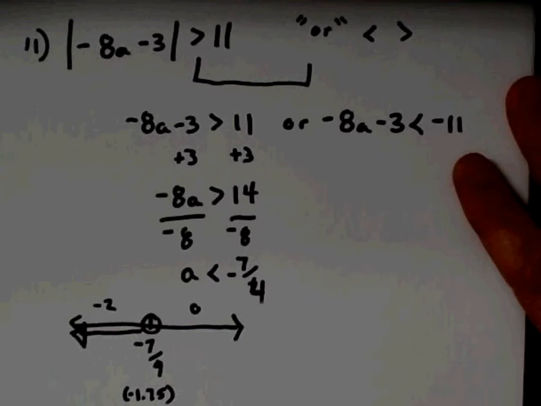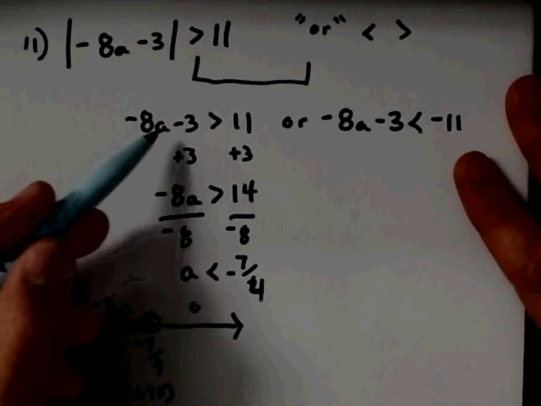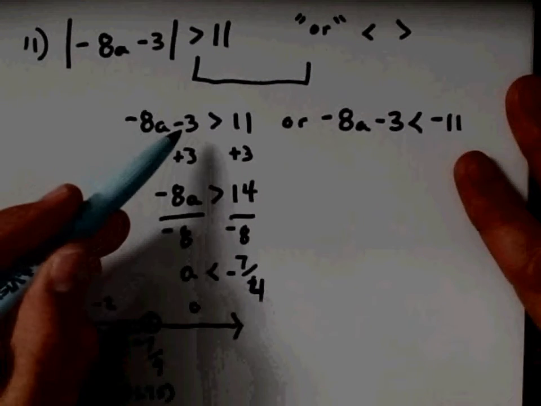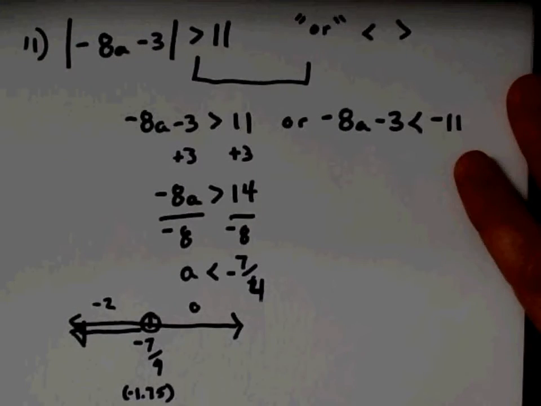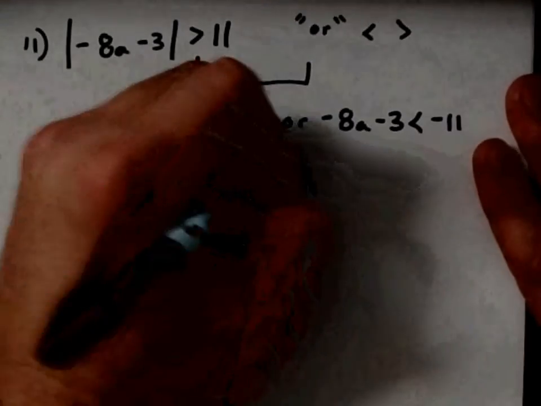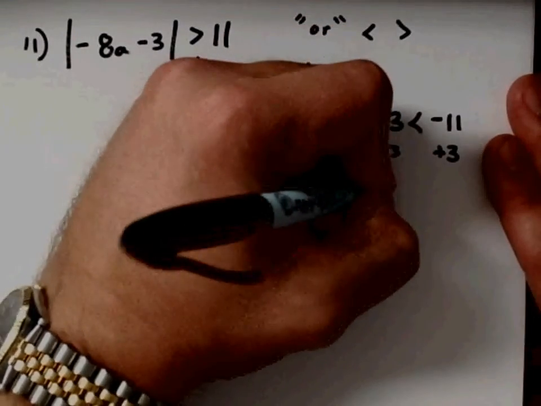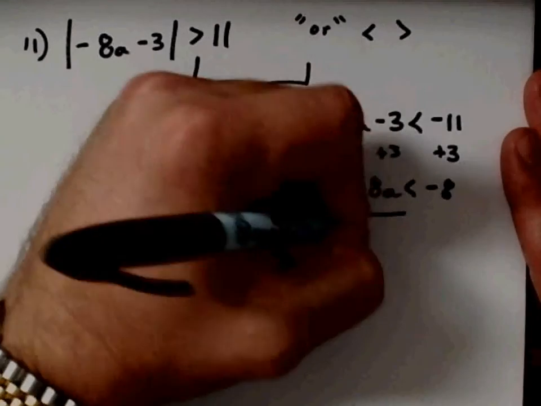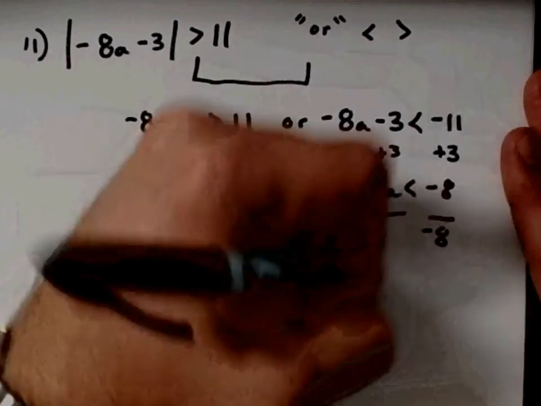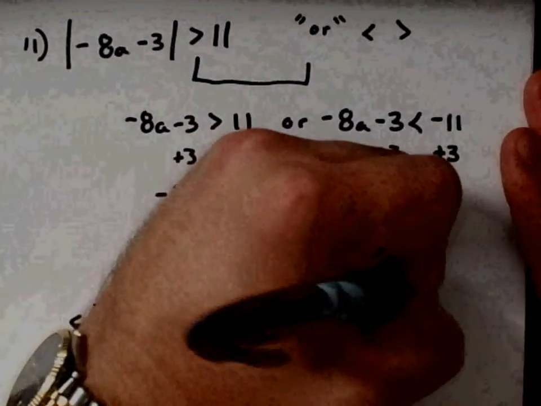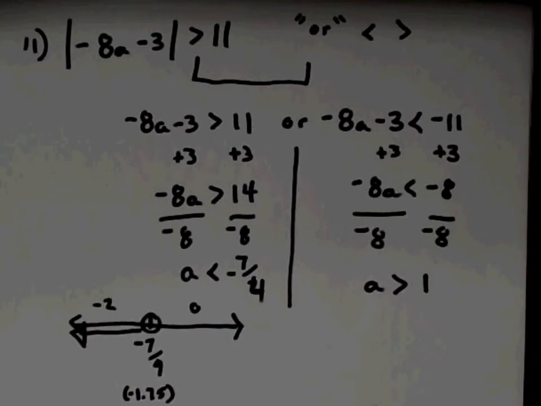Is there any need for me to check the other one? Even if I did, 0 is going to cancel out my negative 8. Is negative 3 greater than 11? Never. Negative 3 is not greater than 11, so therefore I've got it shaded the correct way. We're going to put them together in just a second. I'm going to add 3 here, add 3 there. It's going to be negative 8 divided by negative 8, which is going to flip my sign, and give me positive 1, all right?